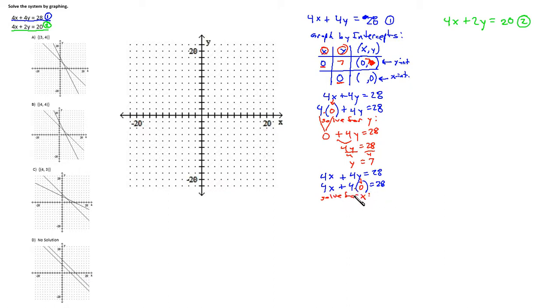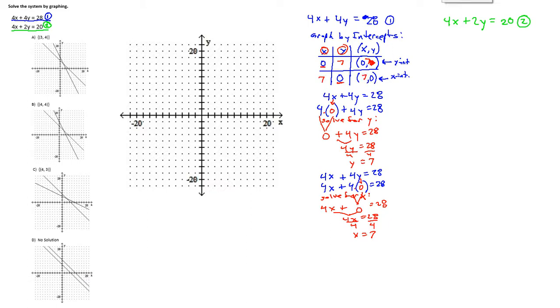4 times 0, if we simplify, 4 times 0 is 0. 4x plus 0 equals 28. And then 4x plus 0 is 4x equals 28. Divide both sides by 4. And we get x equals 7. So that completes this ordered pair.